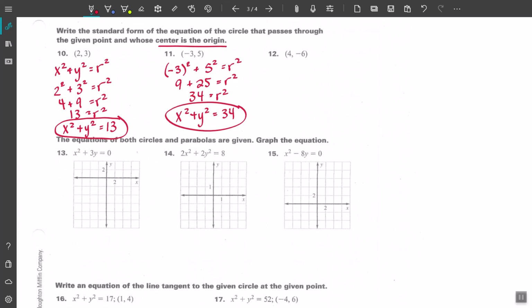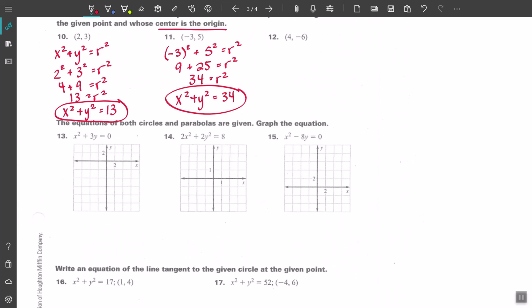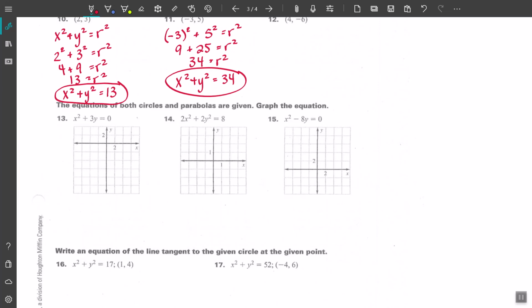And in this last set of problems that we're going to do, they give us equations of both circles and parabolas, and they want us to graph them. So we need to just point out how we're going to tell the difference between the equation of a circle and the equation of a parabola that we did in the previous lessons. Number 13, if you look at that, it has an x squared term, but the y is not squared. So this can't be a circle. The y term also has to be squared in order for this to be an equation of a circle. So this is going to be a parabola.